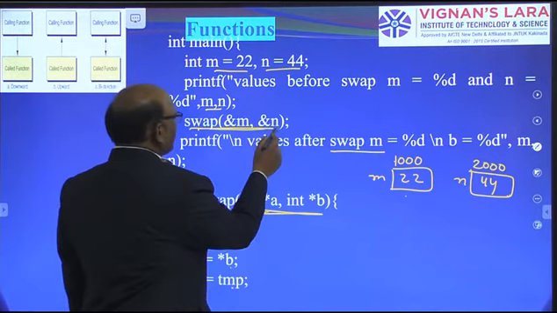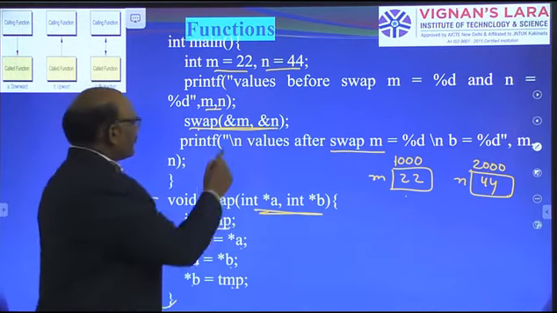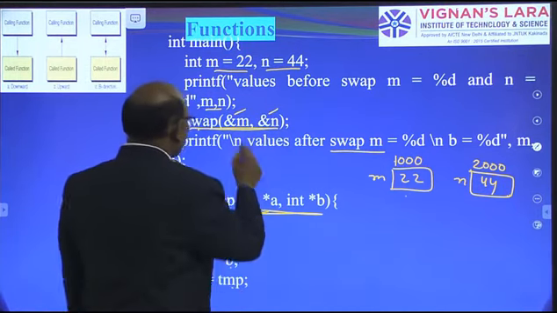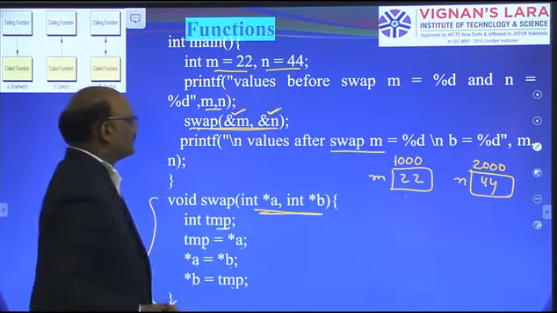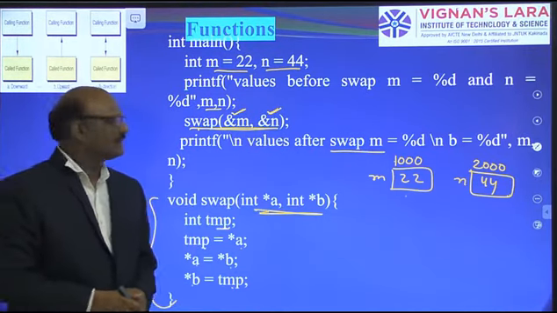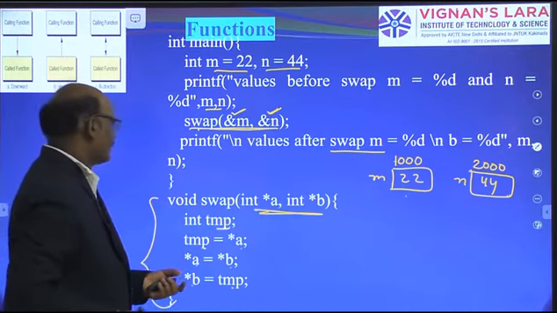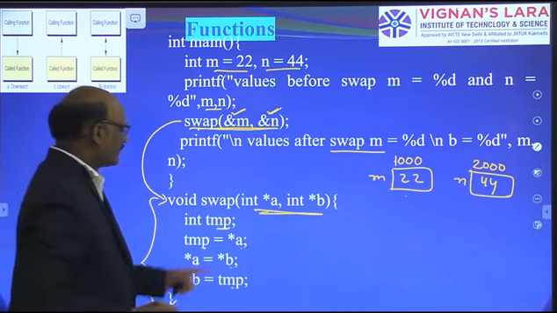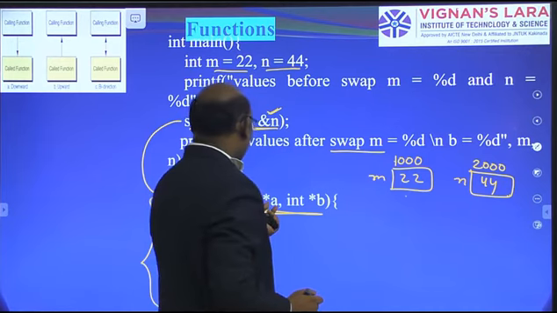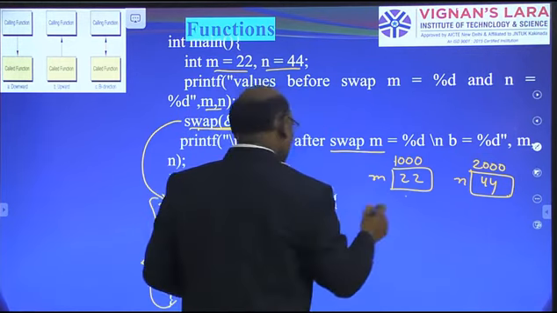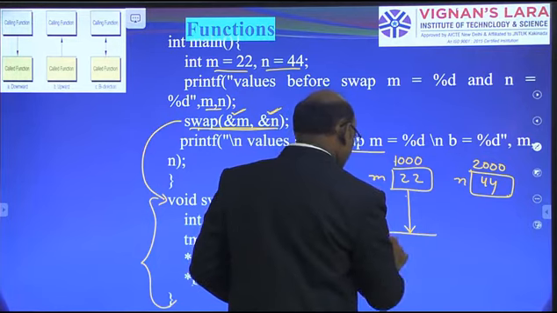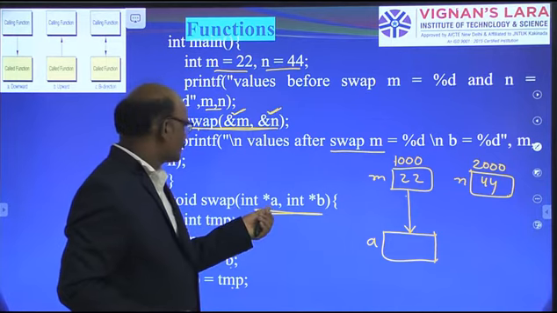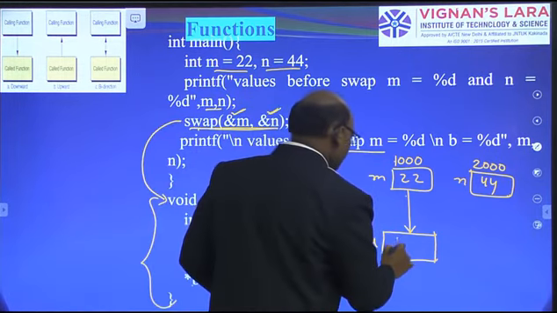Next, swap(&m, &n). Here we are passing addresses: the address of m and the address of n. We are not passing the values of m and n. Then immediately the control is transferred to the function definition. So this is *A. A is the pointer, and a pointer stores an address. It stores the address of m. What is the address of m? 1000.